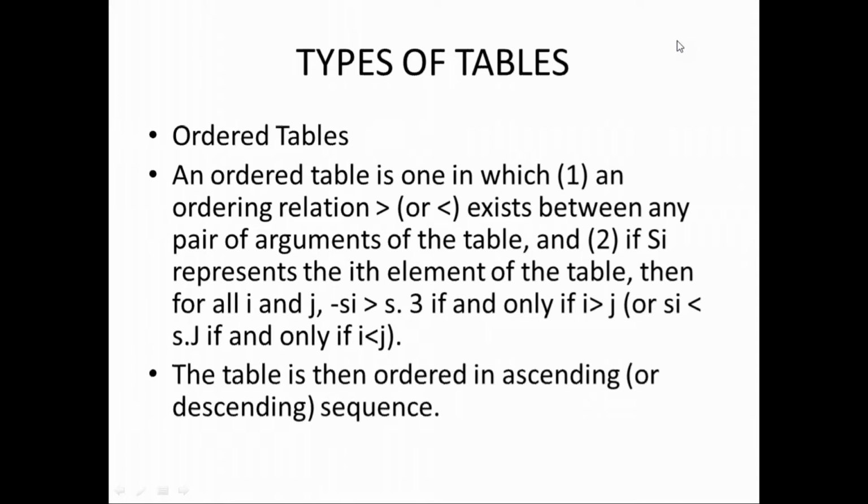What we are saying here is that there is a condition. This condition will determine how these arguments are going to be placed on the tables to ensure that things are arranged in a particular order. So those three conditions will determine the order at which those arguments will be arranged as they come. Okay? The table is then ordered in ascending or descending sequence. So you can set the program to do the table ordering in an ascending or descending order or sequence.